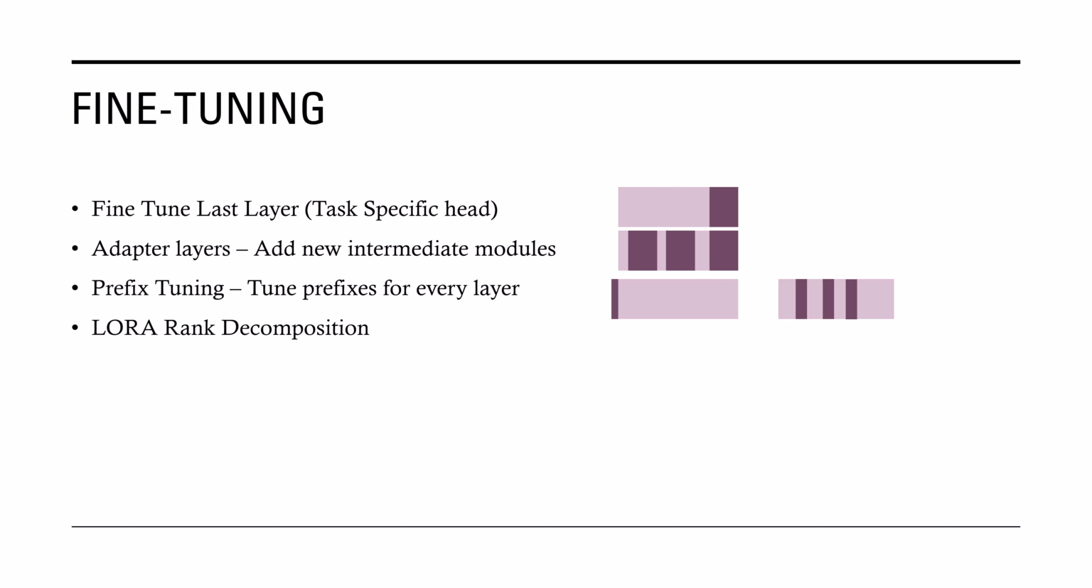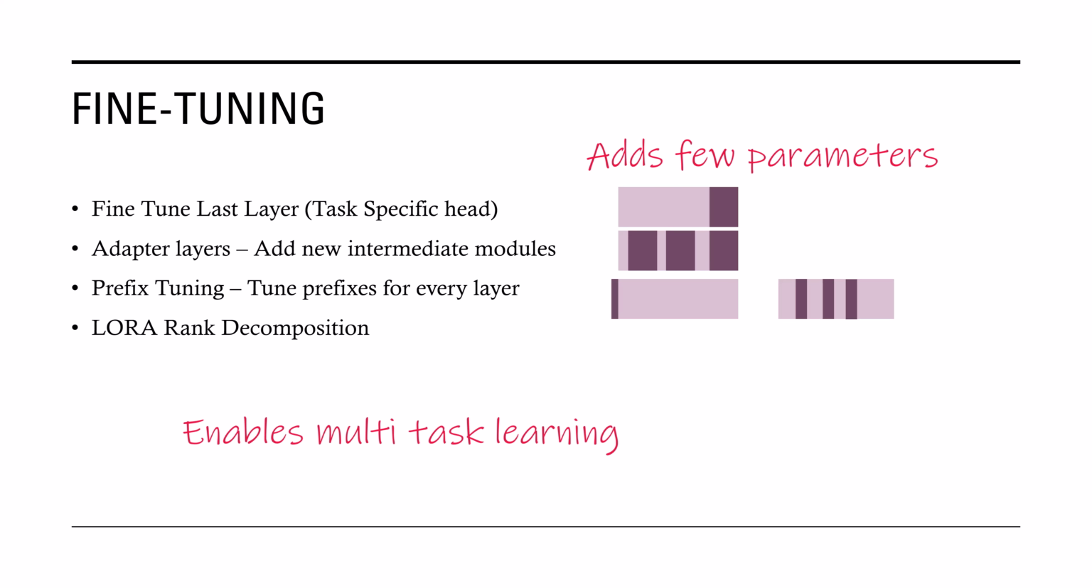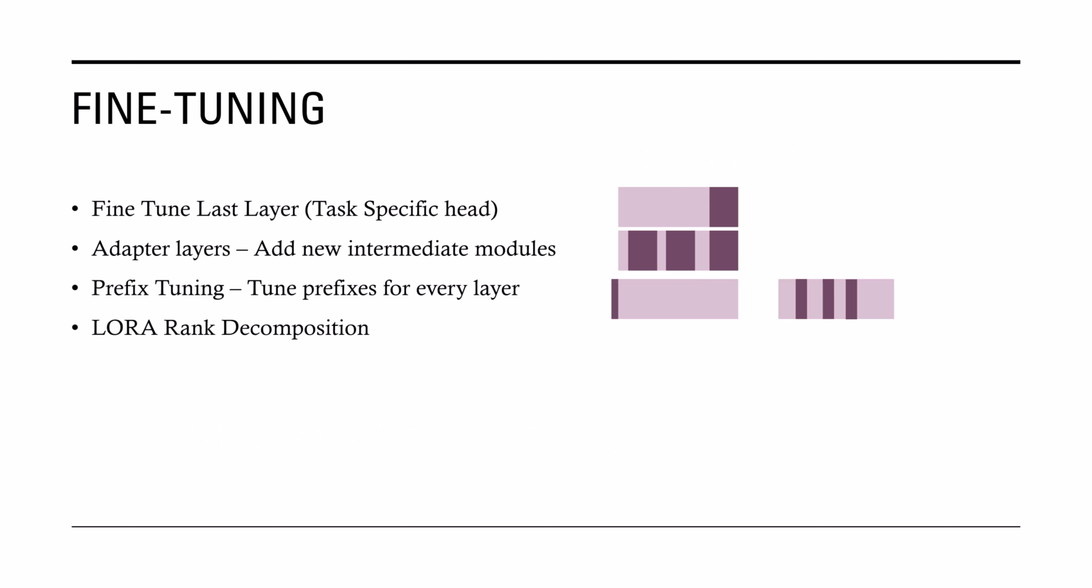The biggest benefit, as you can see, is that it adds very few parameters, like 1 to 3% of the model size. It enables multitask learning, so one adapter per task can be created, and it's reversible. Adapters can be removed to revert to the original model. It is efficient for large models where full fine-tuning is impractical.